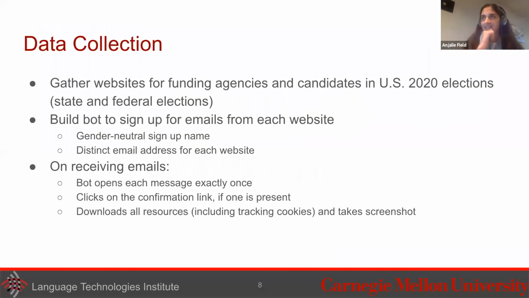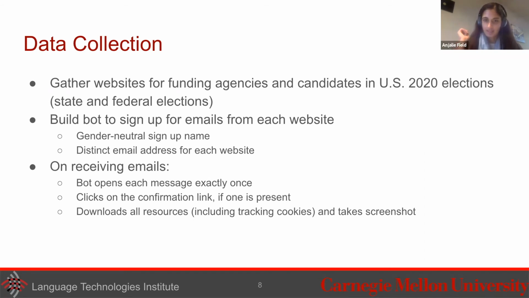The way the researchers in this project collected data is they started with lists of candidates who were running for office and other funding agencies. They looked at not just presidential candidates, but all state and federal elections, so also people running for Senate, for governor, for state legislatures. They pulled thousands of these websites and built a bot to sign up for emails from each website. They used gender neutral names at sign up. This is important because if you use different names, you might get different emails. And they also used a distinct email address for every website.